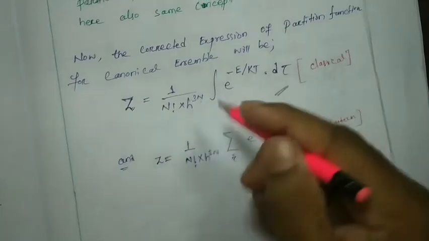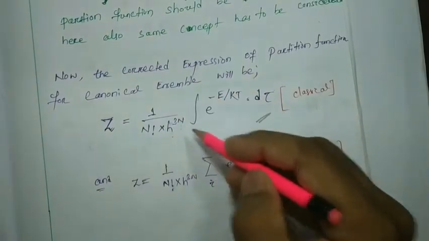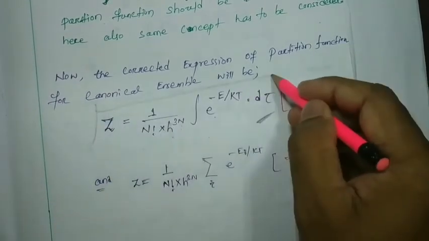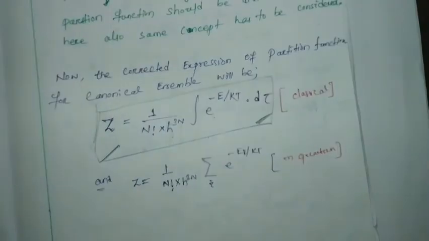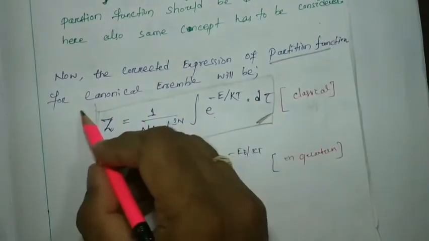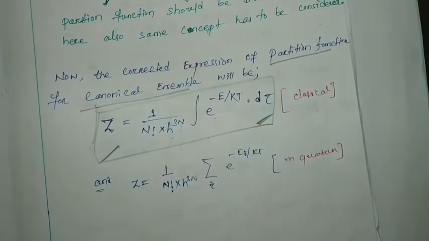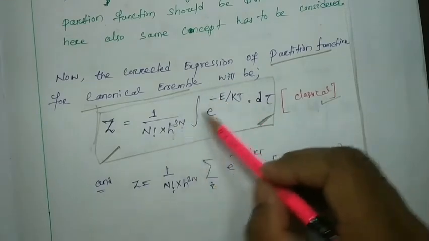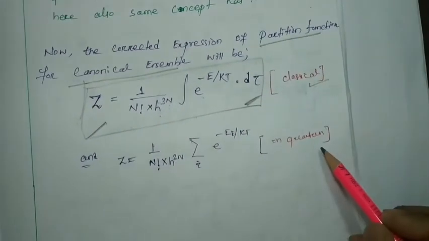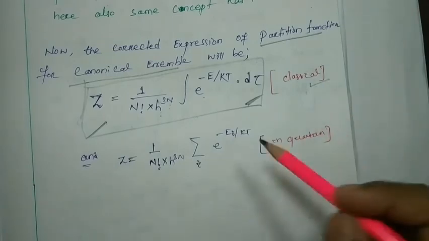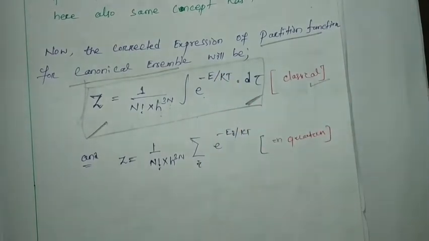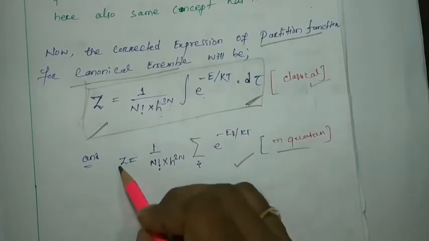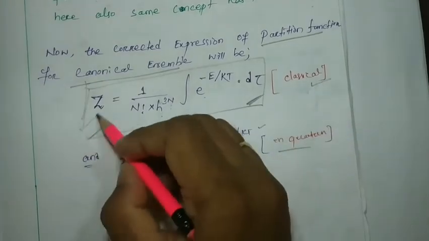So hence it will be 1 by n factorial into h to the power 3n, integration of e to the power minus E by kT into d tau. This is your universally accepted partition function for the canonical ensemble. This is in the classical form, because in classical mechanics we consider energy in a continuous format, but in quantum mechanics the energy is not continuous, it has to be discrete, so it will be represented in this way. In the quantum case Z will be represented this way, and in the classical case it will be represented this way.